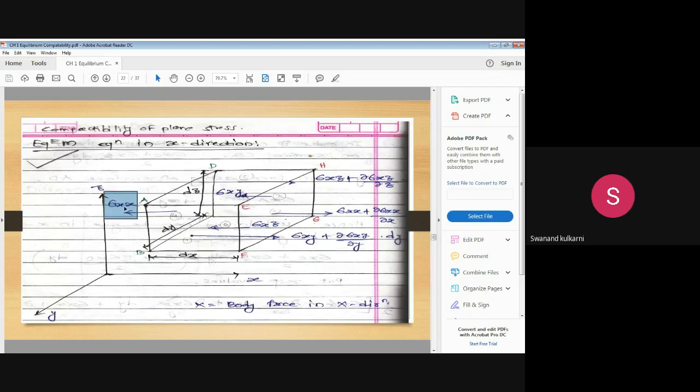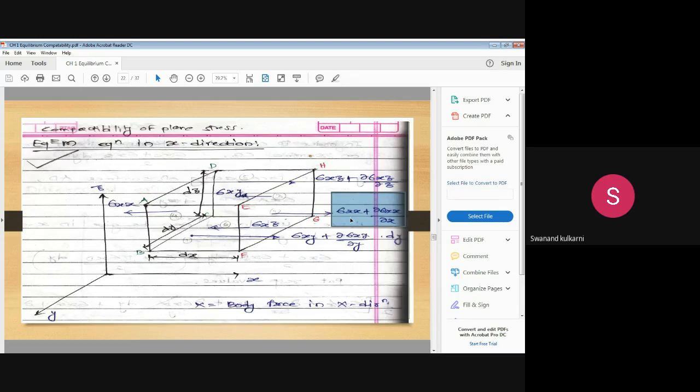Is it okay? Stress acting along this surface in the direction of x only. So purposefully we have written the equilibrium equation in x direction. Are you getting the equilibrium equation in x direction? Is it okay? So that's why the stress acting on the surface ABCD is sigma xx, and then the stress on the opposite surface EFGH is sigma xx plus dou sigma xx upon dou x.